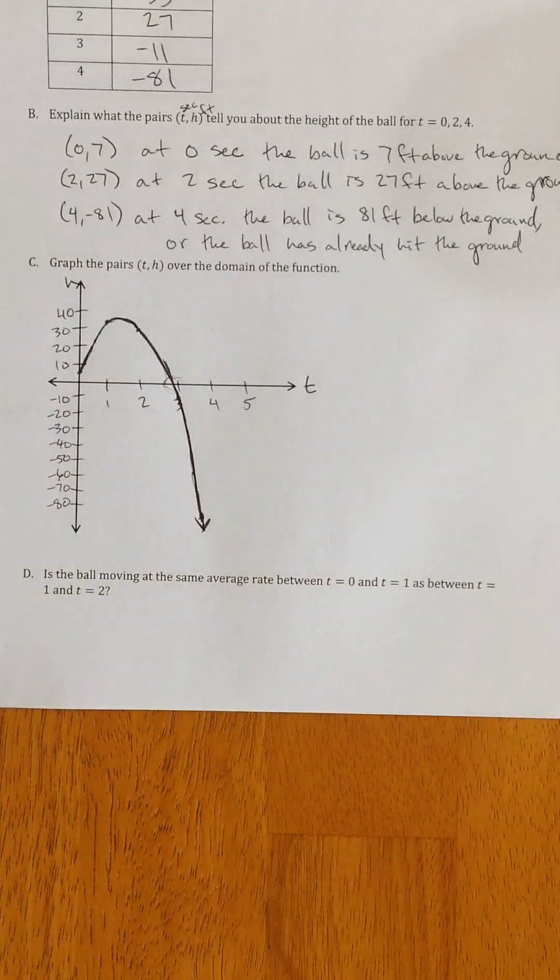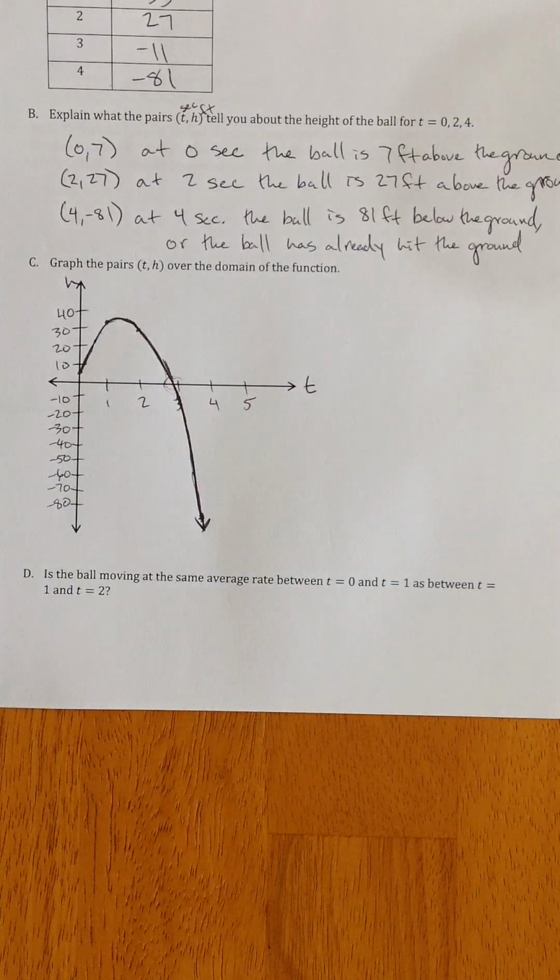So now the next thing here, for part D, it says is the ball moving at the same average rate between t being 0 and t being 1, and t being 1 and t being 2. Okay, so to figure out rate of something, that's basically like the slope between those specific points. They just don't call it slope because it's on a curve versus a straight line.